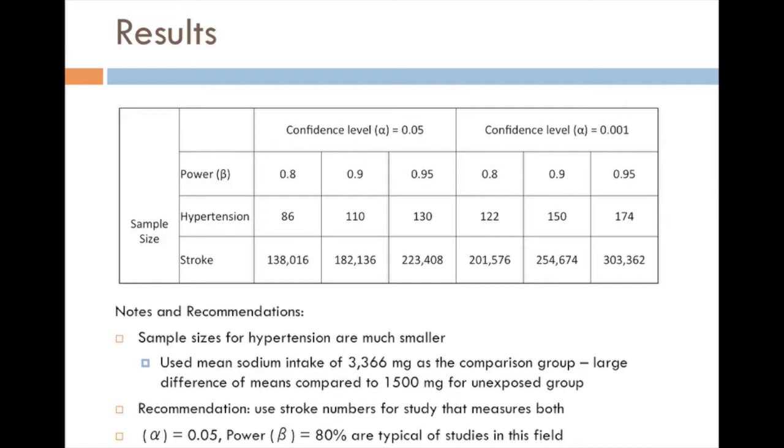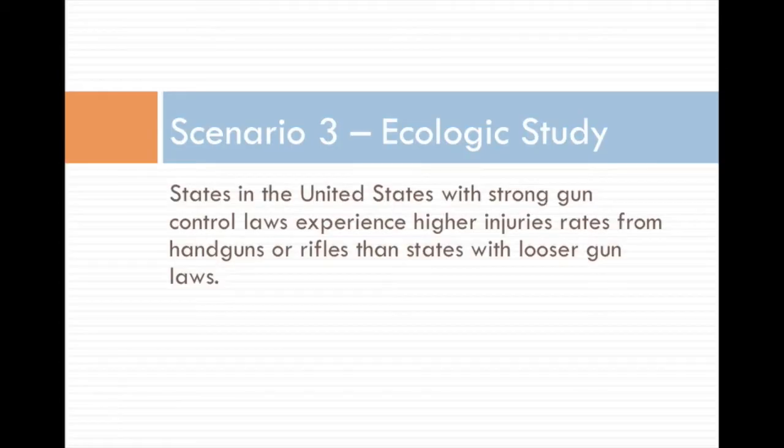The hypertension calculations used a large effect size, and the outcome was smaller sample sizes. The stroke outcome used a smaller effect size, and the sample sizes calculated for the stroke outcome are much larger. This is also due to the fact that strokes are more rare than hypertension in the general population. For this study, we recommend using a larger sample size so our results are more likely to be significant for all 3 outcomes: elevated blood pressure, hypertension, and stroke.